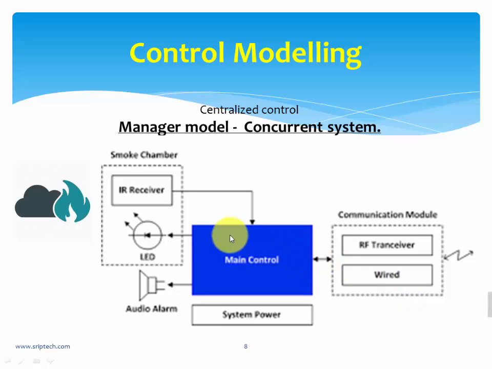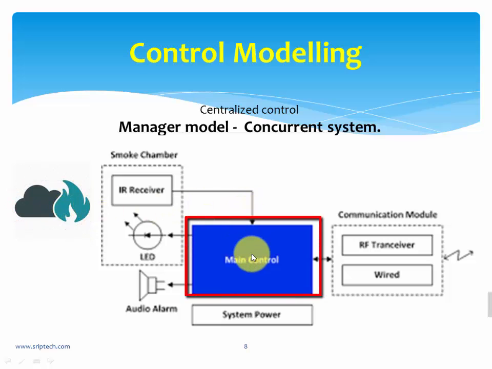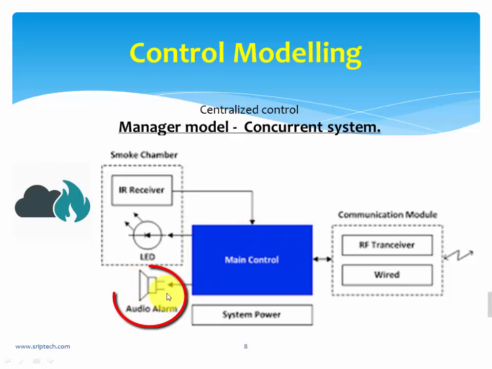Now what will happen here is, the moment this particular subsystem senses either smoke or fire, automatically data is transmitted to the main control. This main control subsystem then automatically activates the alarm.